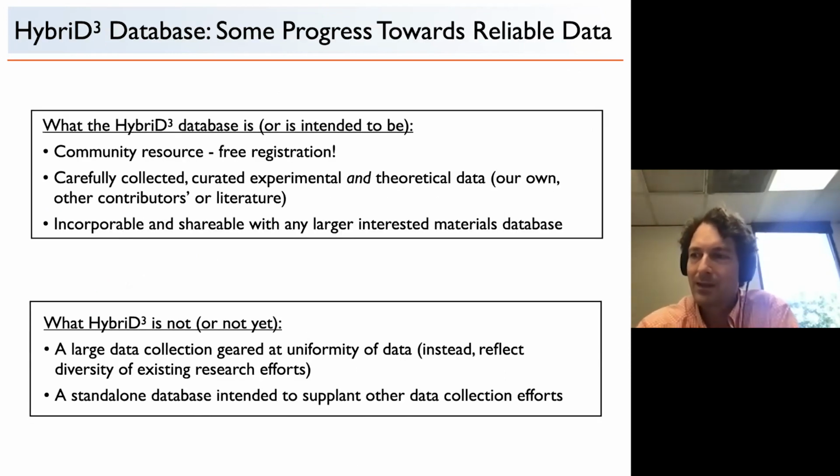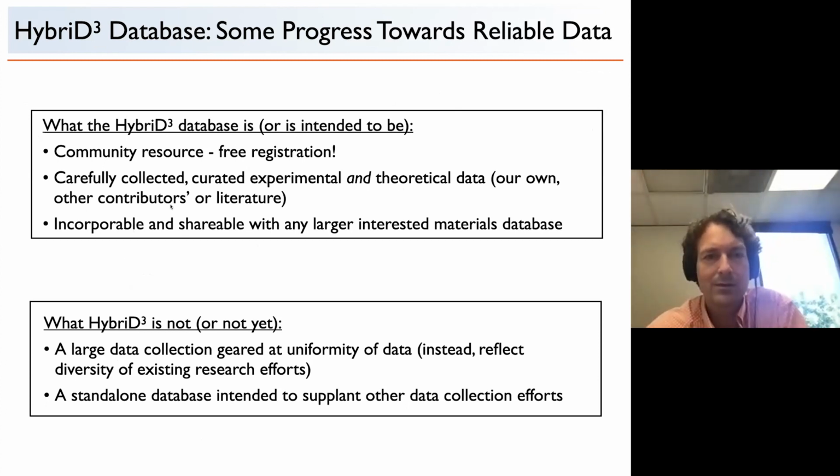All right, so what's next? So we have a database, and we're growing it. And it's actually intended to be a community database with contributions from others, and it's open for this. Registration in this is free. And the idea is to have a carefully collected, curated database of data, our own or others in the literature. And the limit is finding enough people to curate data and putting them in.